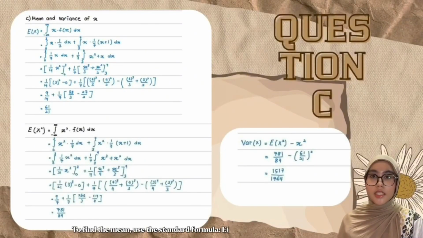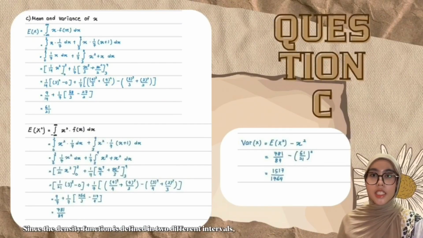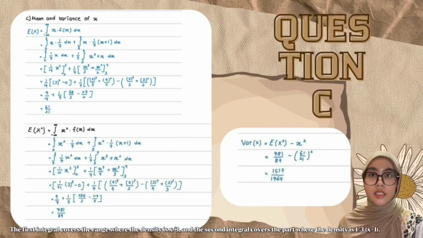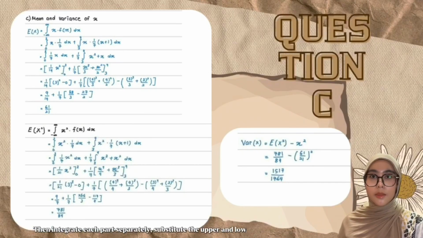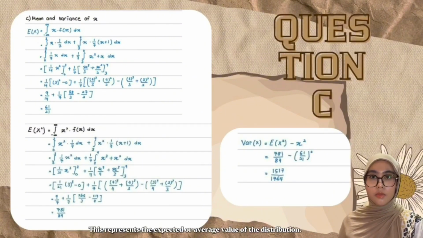To find the mean, use the standard formula: E(X) is the integral of x f(x) dx. Since the density function is defined in two different intervals, split the calculation into two integrals. The first integral covers the range where the density is x/3, and the second integral covers the part where the density is 1/3 (x + 1). Then integrate each part separately, substitute the upper and lower limits, and combine the results. After simplifying all the terms, the final value for the mean is E(X) equals 61/21. This represents the expected or average value of the distribution.